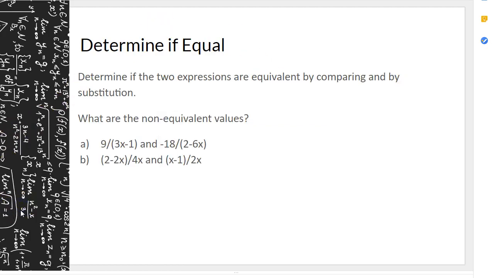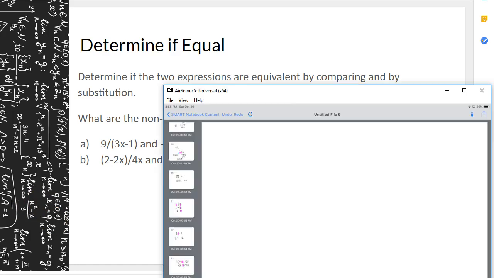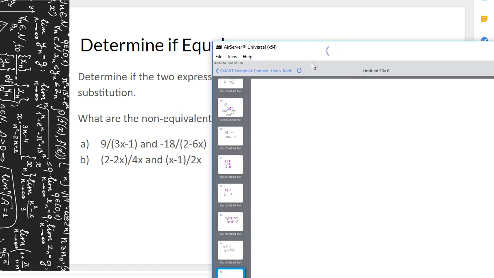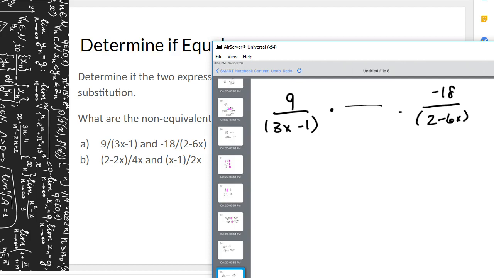Now, we also need to be able to determine if two rational expressions are equivalent. Well, how do we do that? Well, we kind of use the same concept. So, are 9 over 3x minus 1 and negative 18 over 2 minus 6x equivalent rational expressions? Well, remember what we did. We multiplied the top and the bottom by the same number. So what did we multiply this top number by to get negative 18?